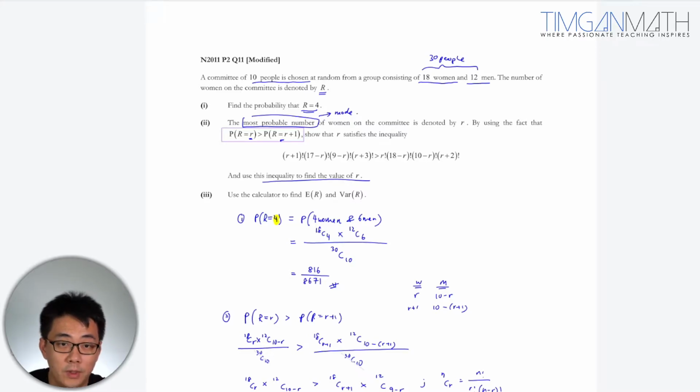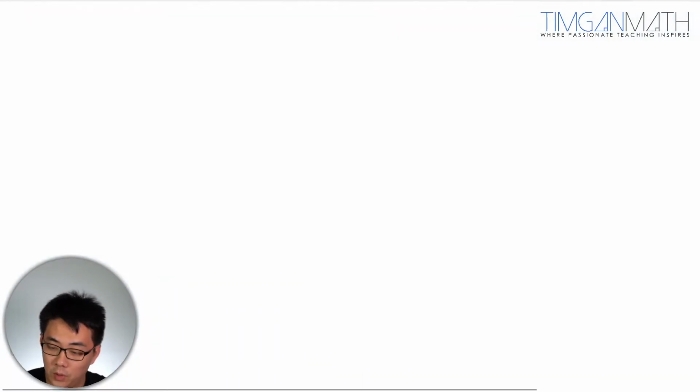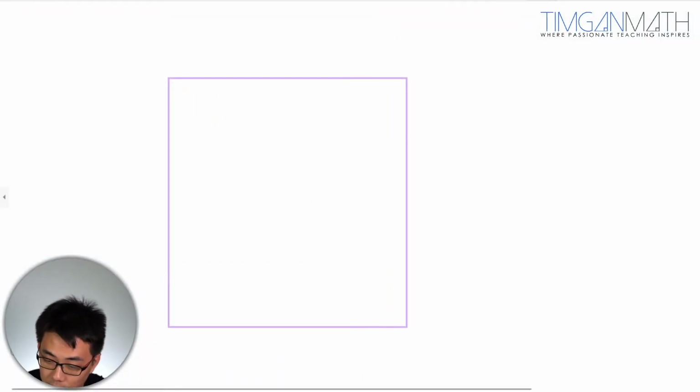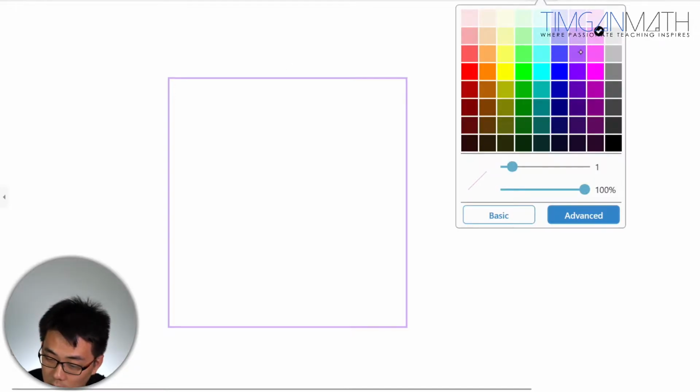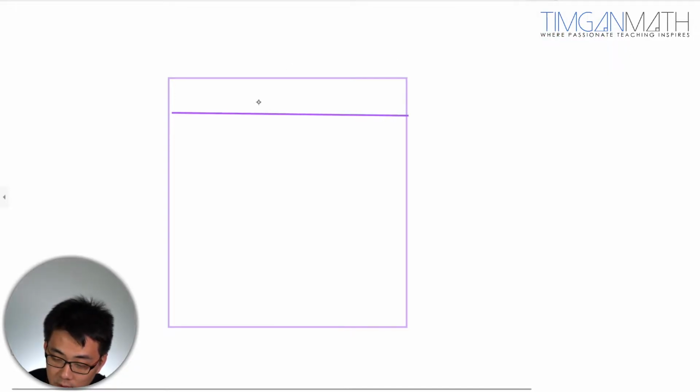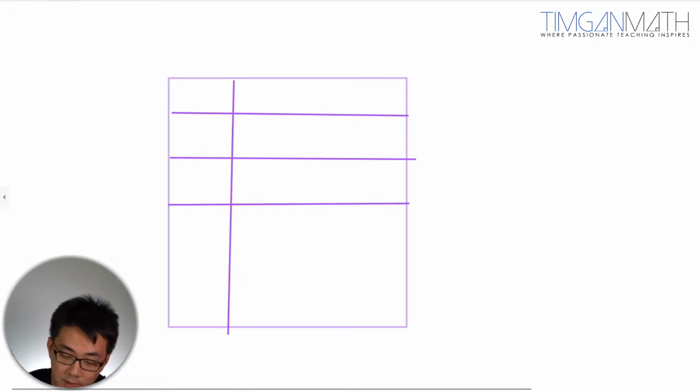So for the last part, using calculator to find E(R) and variance of R. Okay, this is very interesting. So first of all, we need to tabulate what is our R. Okay, this is our R. We know that from the first few parts here, R can be 0, 1, 2, and so on, right?